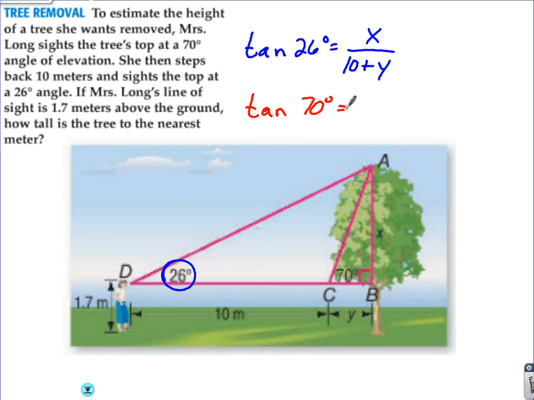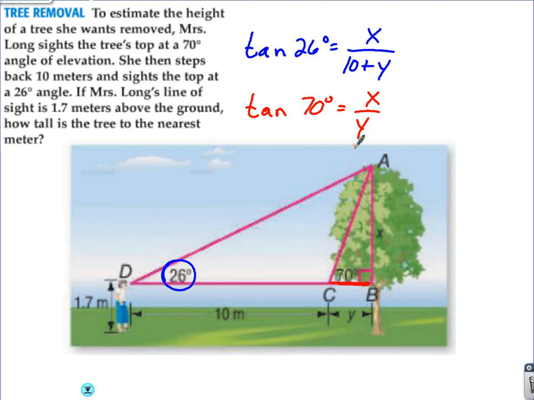Finish that one for me, Colton. Tangent of 70, opposite over adjacent. What's opposite of 70? What's adjacent to 70? Yeah, what's opposite of 70? X. And what's adjacent? This would be adjacent, right? Y. So you have two equations.